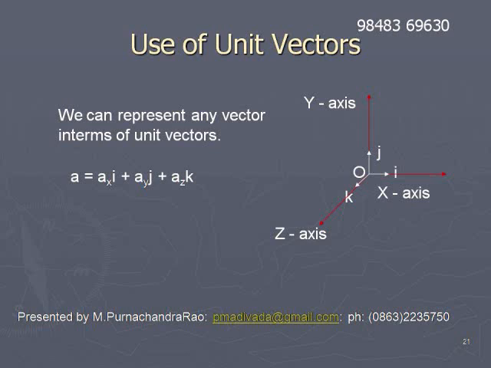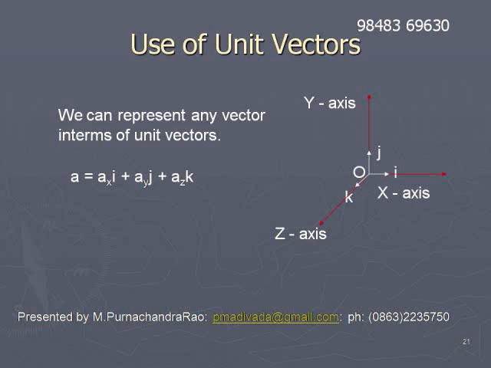Use of unit vectors. How are the unit vectors useful? The unit vectors are useful in representing a vector in terms of its components: x component, y component and z component. If there is a vector a bar whose x component is ax, y component is ay, z component is az, these are scalar quantities.